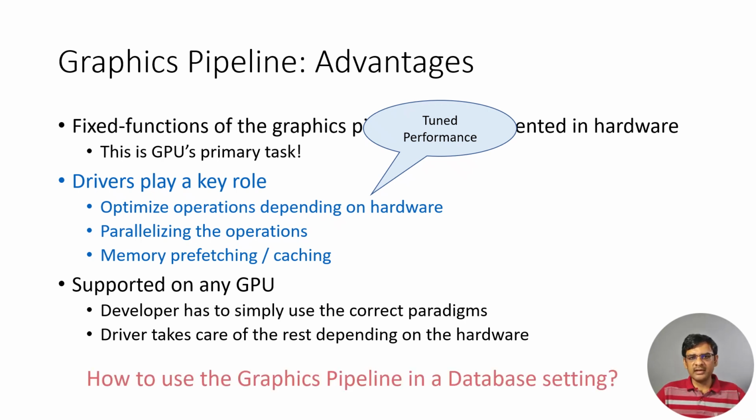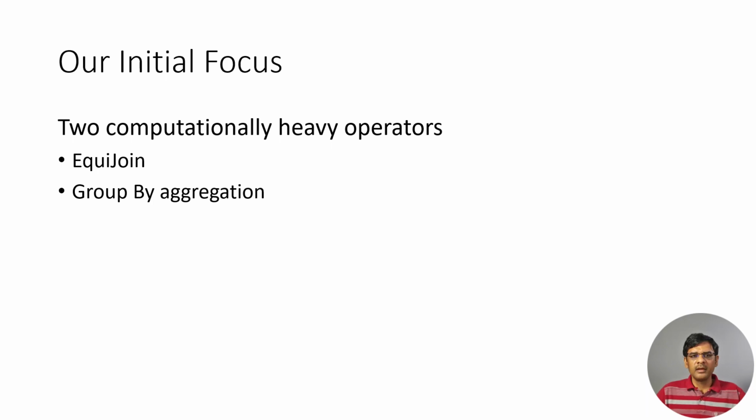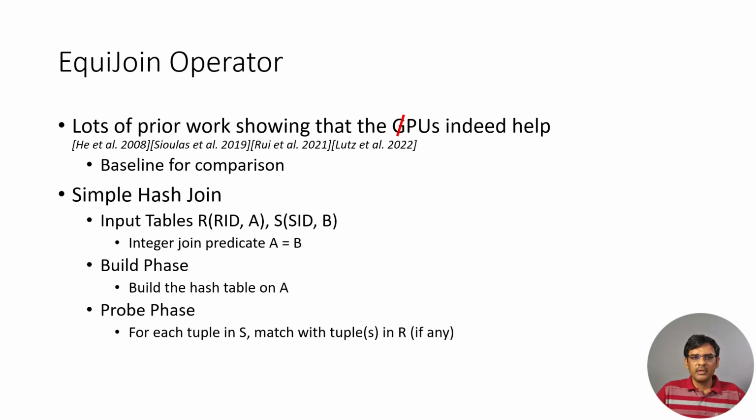While this is all great, especially in a graphics setting, can it be used in a database setting? To test this, we tried to design two heavily used database operators, namely the equijoin and groupby, using the graphics pipeline. Let's first look at the equijoin operation.